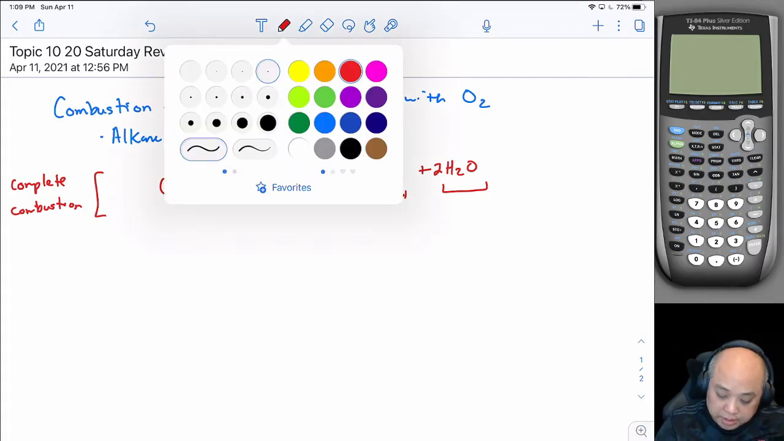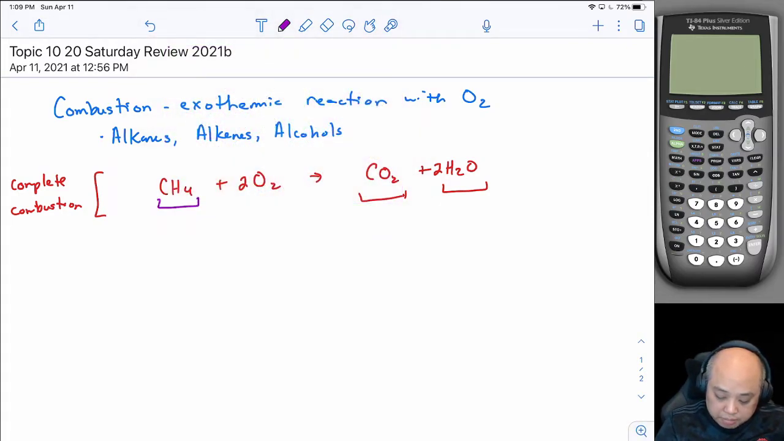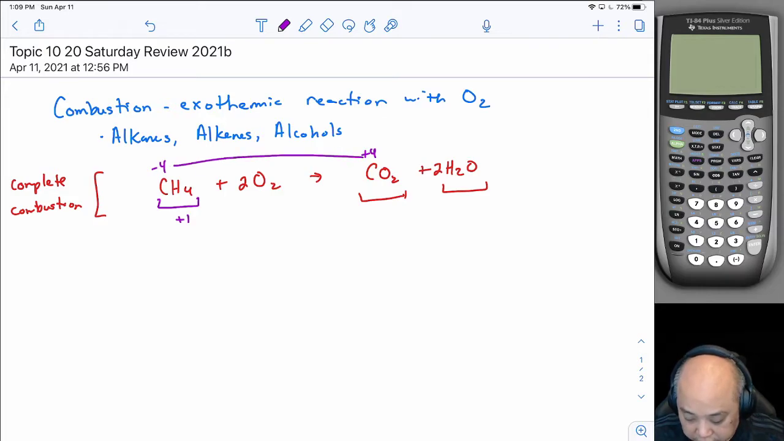And so what you'll see here is that hydrogen is +1, so carbon is -4 here. And when it bonds with oxygen, it becomes +4. So that's the complete range of carbon's oxidation, going from -4 all the way to +4. That's where CO2 comes into play.